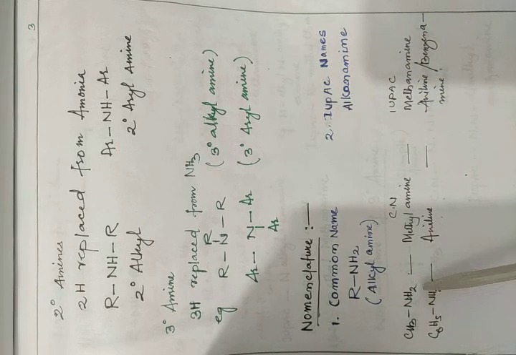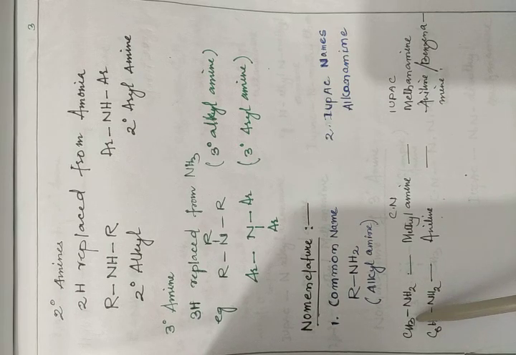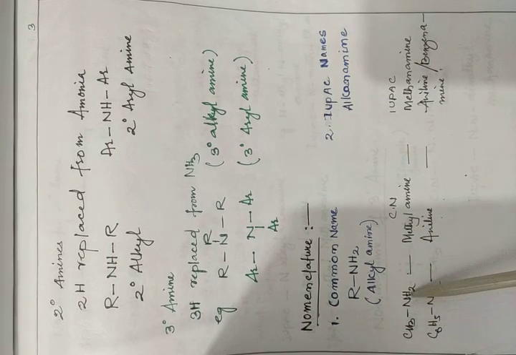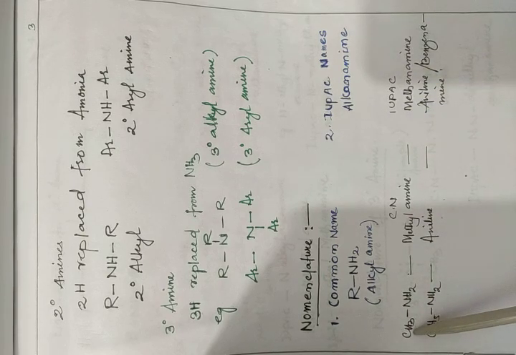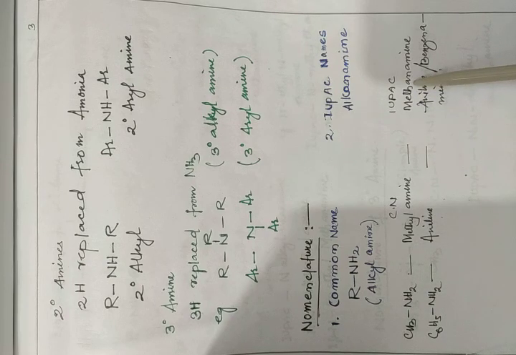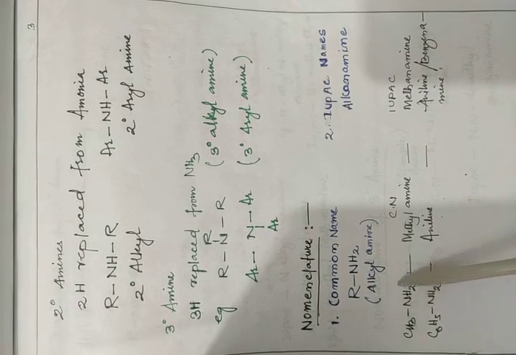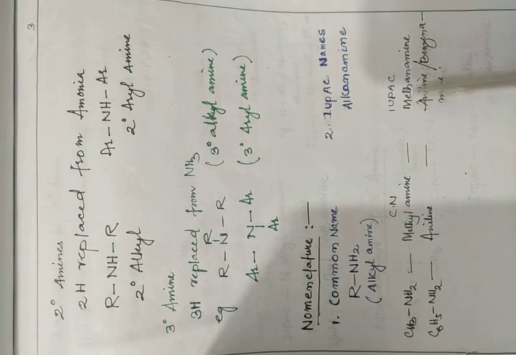Now here we take an example. Here CH3NH2. So here's methyl and then NH2. So in common name we say methyl amine. And then in IUPAC, here one carbon is there. So 1 carbon, that means meth. Then here single bond is there. We say methanamine. So here the functional group NH2 is there, so we say methanamine.